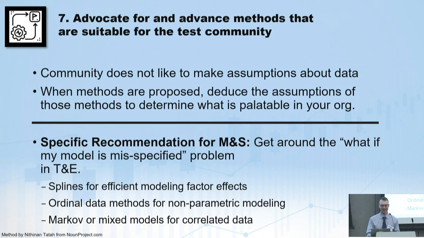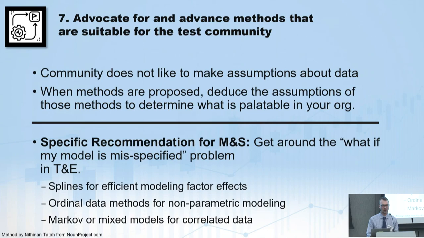That's something that can't go in your report if the model is just wrong. So we need to think about ways of doing more non-parametric ordinal data analysis. We need to think about how to model correlated data. We need to think about how to model all the data problems that we encounter in a way that corresponds to our assumptions. So that's recommendation number seven, fit the methods to the problem.